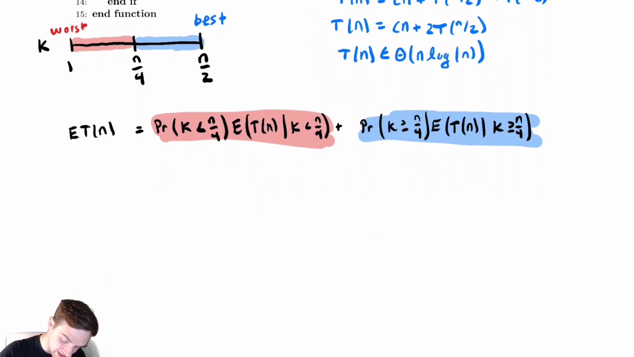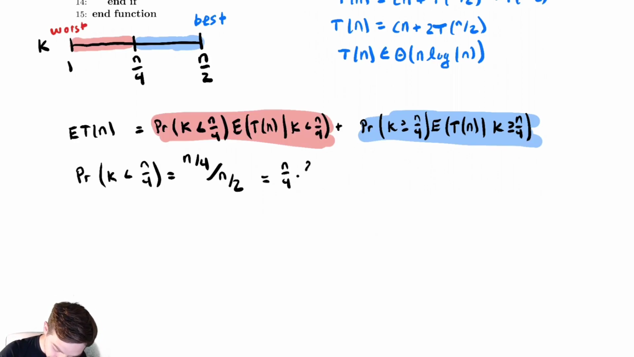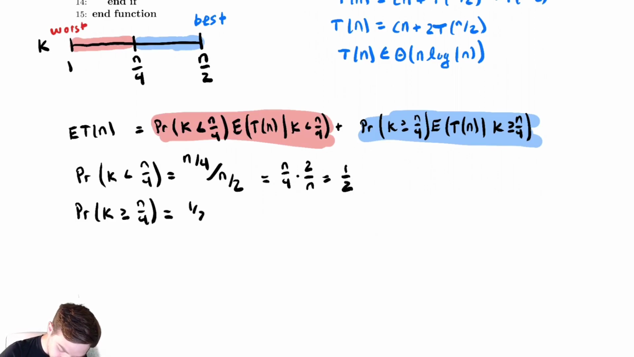The probability that k is less than n over 4 is n over 4 things, or thereabout, out of n over 2 possibilities. This is equal to n over 4 times 2 over n, which is 1/2. If that probability is equal to 1/2, then the other one must necessarily be equal to 1/2 as well. The probability that k is greater than or equal to n over 4 is equal to 1/2.